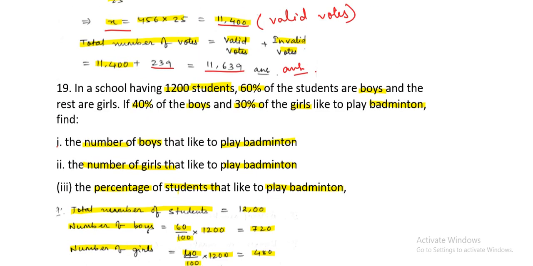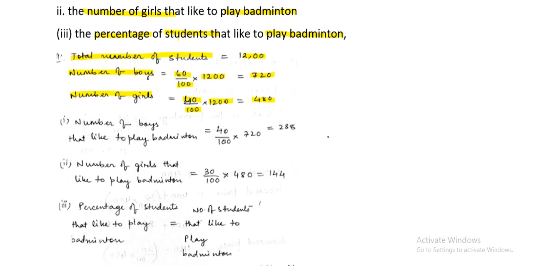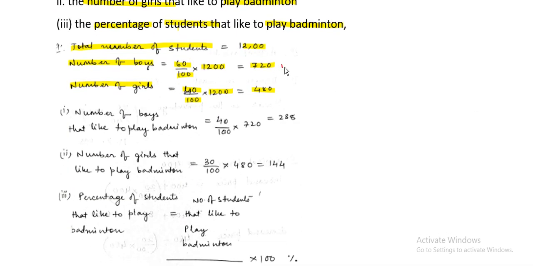You see in the question it is given that 60% of the students are boys. Now automatically 40% will be girls. So we have written 60% are 720 boys. Now 40% of total will be girls, that is 480. 40% means 40 by 100 into 1200.